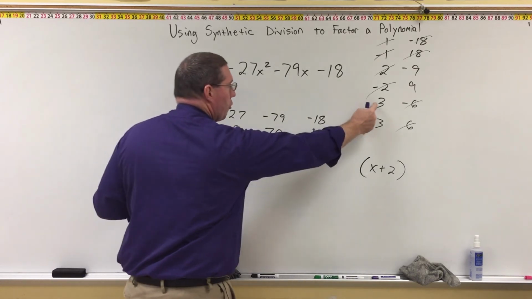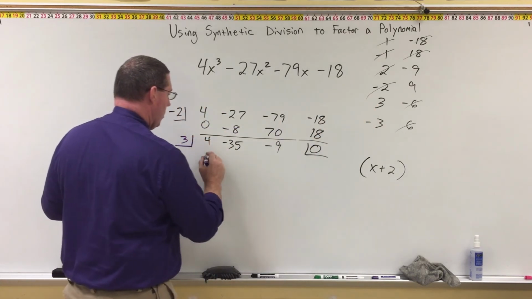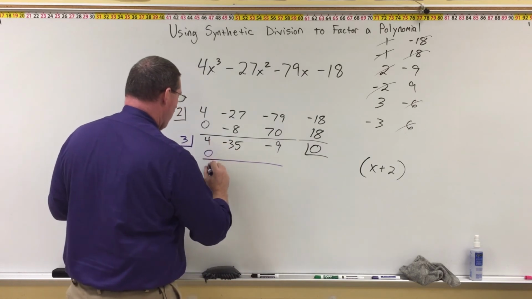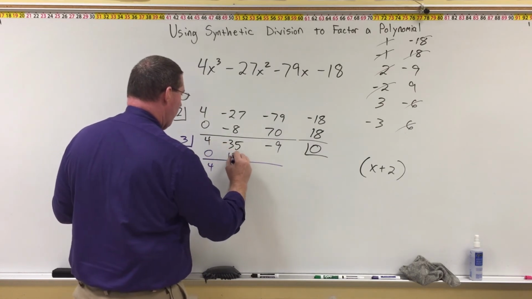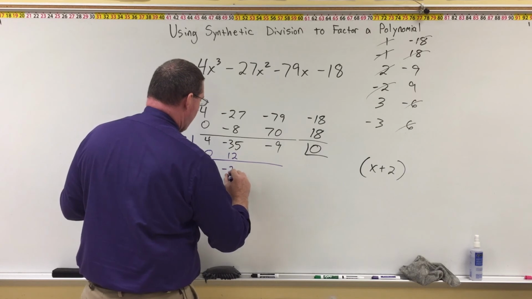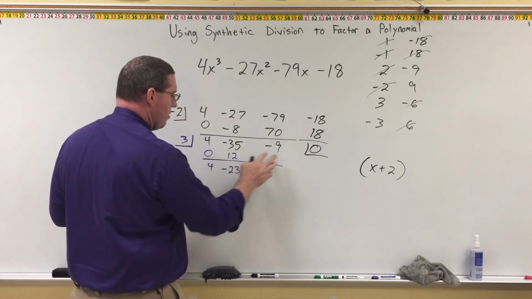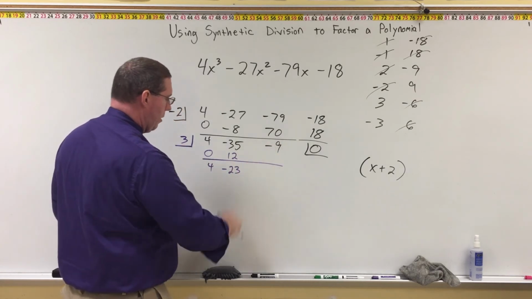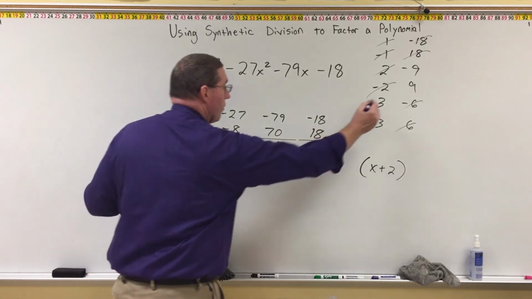And let's try out 3, shall we? I'll put a 3 here, draw a line, put a 0. 4 is 0 times 3 is 12. Minus 35 is negative 23, times 3 is negative 69, and it's not going to become 0. So we know that 3 is not one of them.